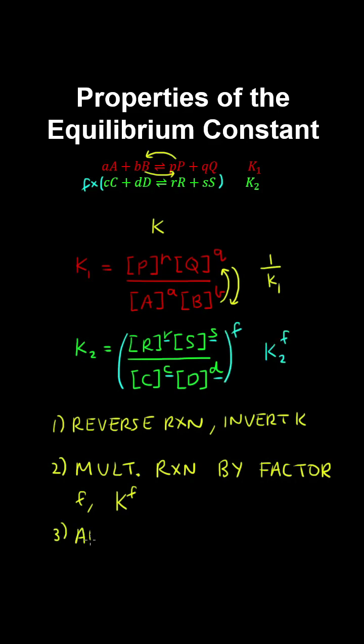And if we add reactions together, so for example 1 and 2, we effectively multiply the equilibrium constants together. So as you can imagine, by adding these reactions, we'd have all the products in a numerator and all the reactants in a denominator. So we're basically multiplying the expressions together.